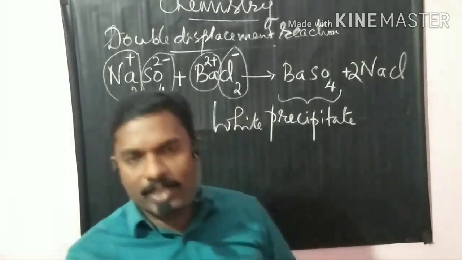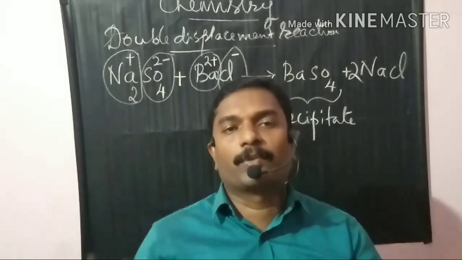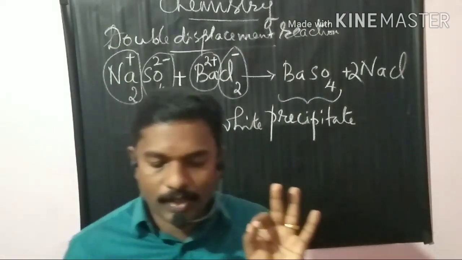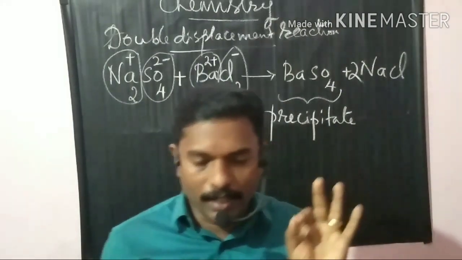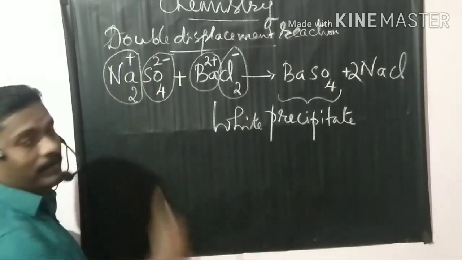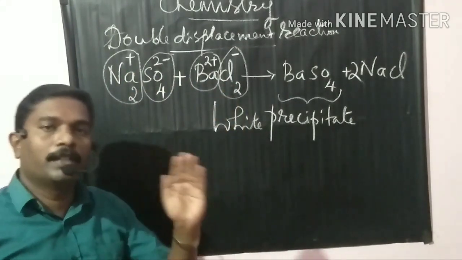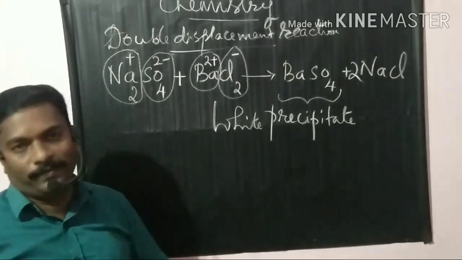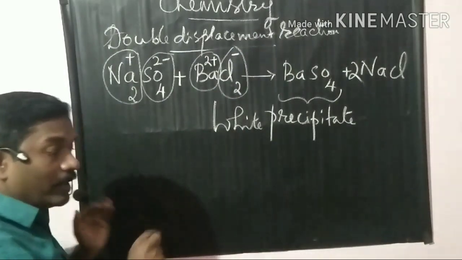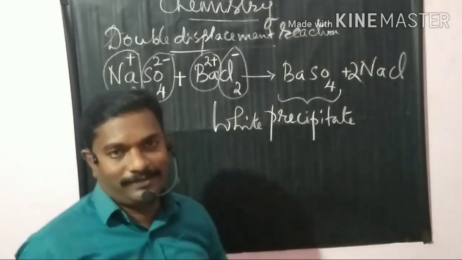So here, the reaction in which there is an exchange of ions taking place. Am I right? The reactions in which there is an exchange of ions between reactants. Both are reactants: sodium sulfate and barium chloride. So, when these reactants react together, what will happen? Their ions will exchange with each other.